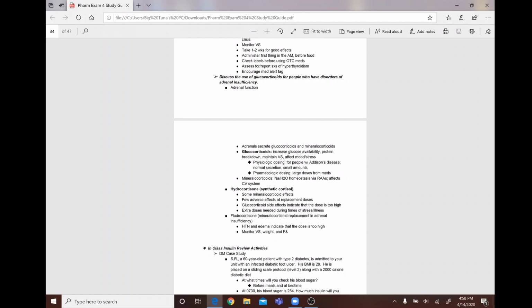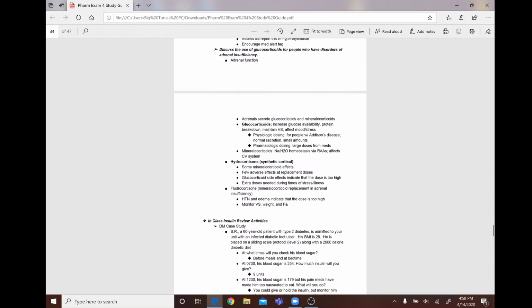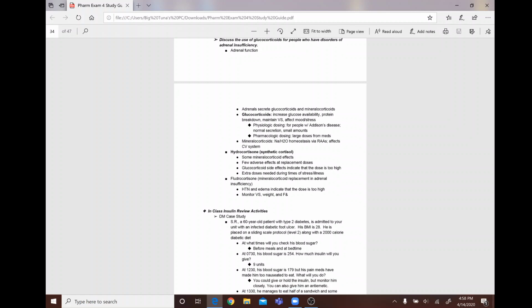How do we get the pharmacologic dosing of glucocorticoids? Large doses for meds. What do mineralocorticoids do? Sodium and water homeostasis via RAS and affect the cardiovascular system. Tell me about hydrocortisone, which is synthetic cortisol.